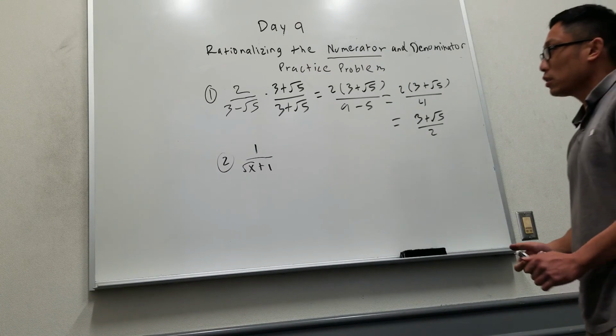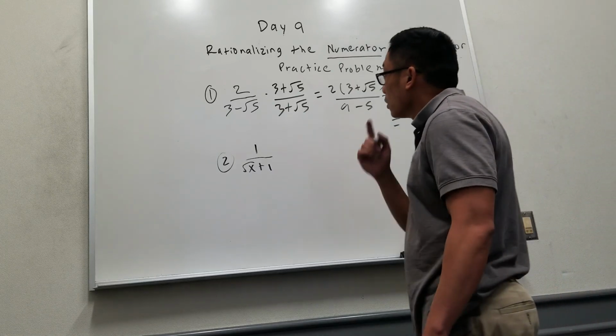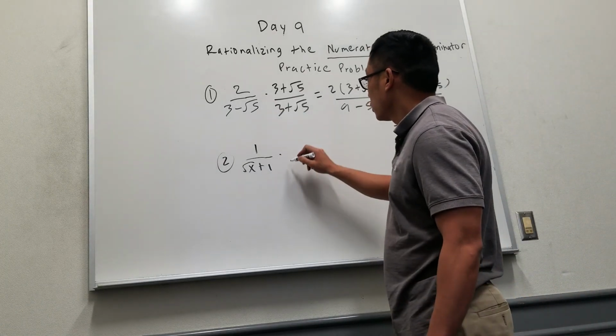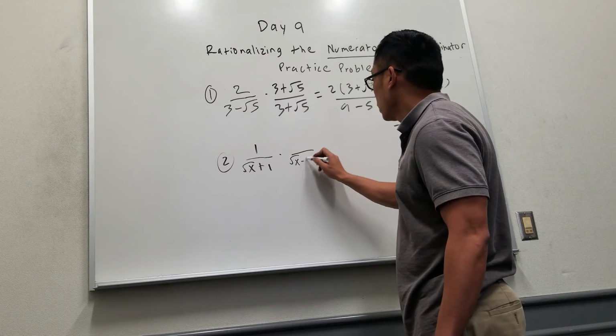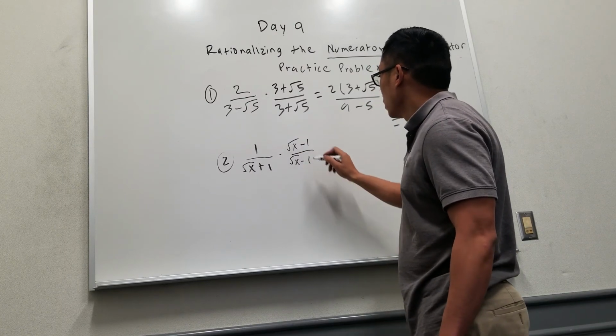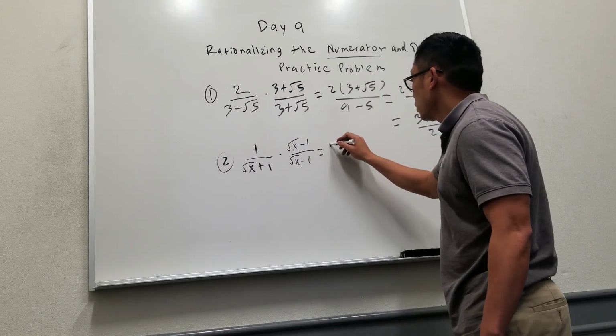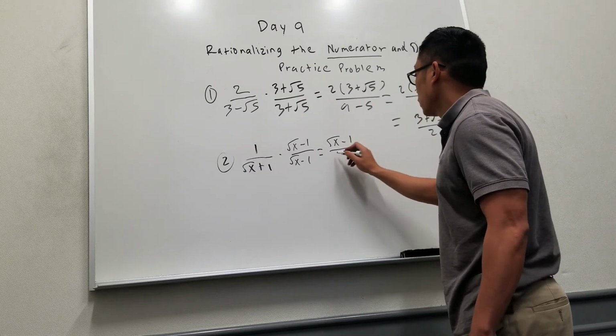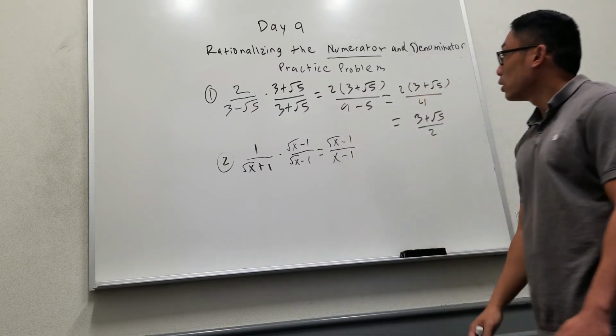So what do you guys think? I need to multiply by the conjugate, so it's just square root of x minus 1, but I gotta multiply by 1 too. Right, so this is equal to what? Square root of x minus 1 over x minus 1. That's it. Finito.